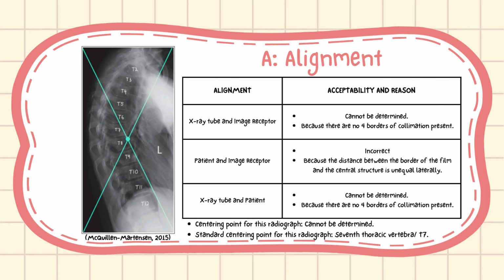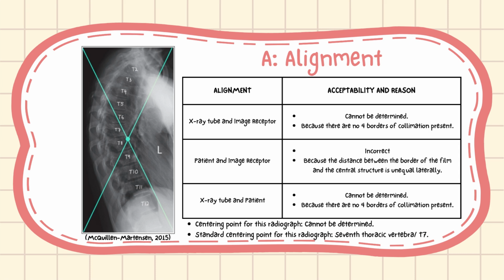Next is the alignment. There are three components for alignment, which are X-ray tube and IR or image receptor, and then the patient and image receptor, and the last one is X-ray tube and patient. For this radiograph, the alignment between X-ray tube and IR or image receptor cannot be determined because there are no four bodies of collimation present in the radiograph.